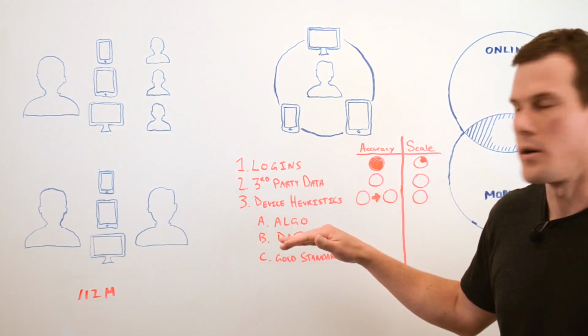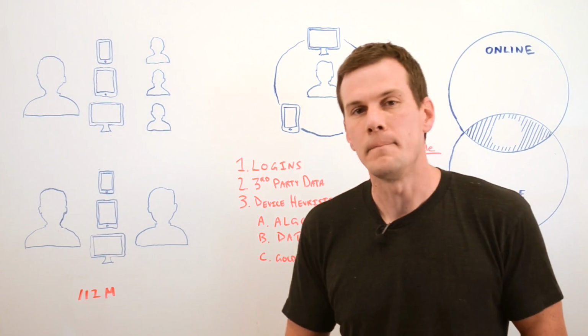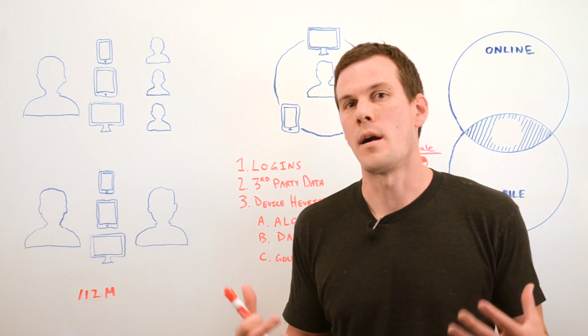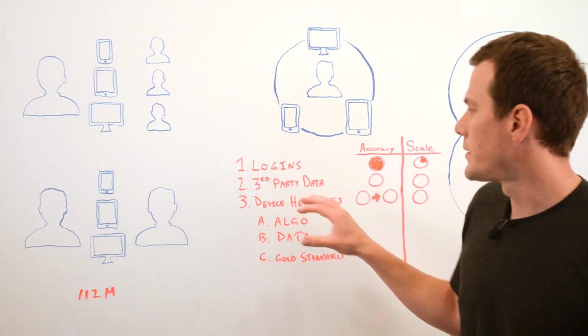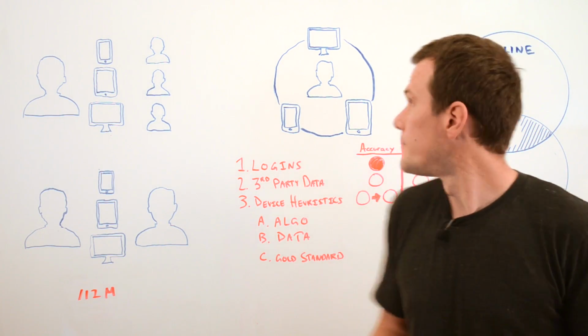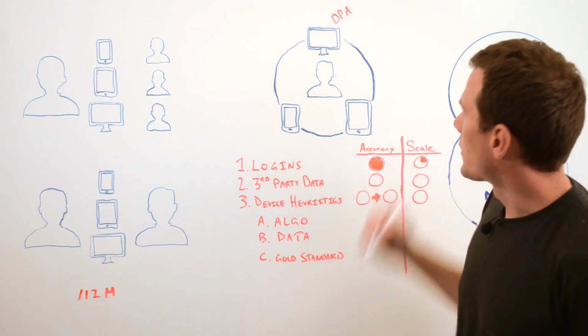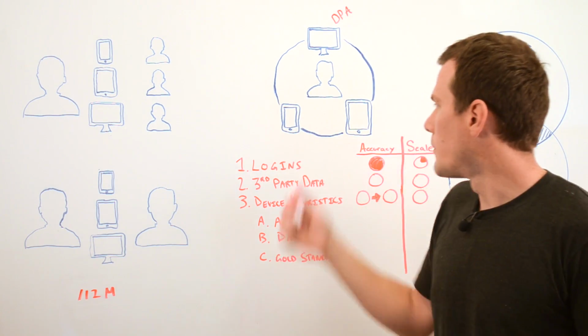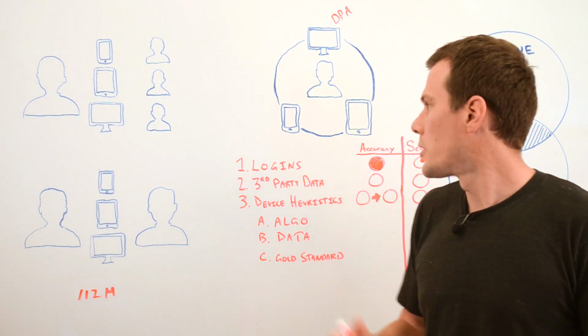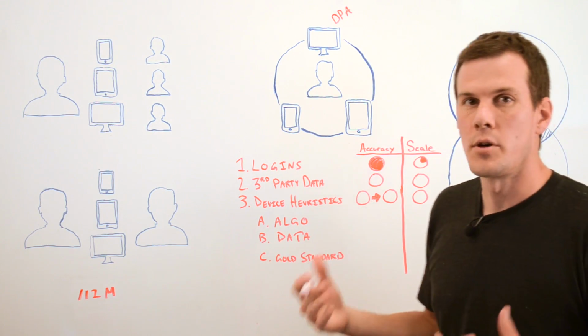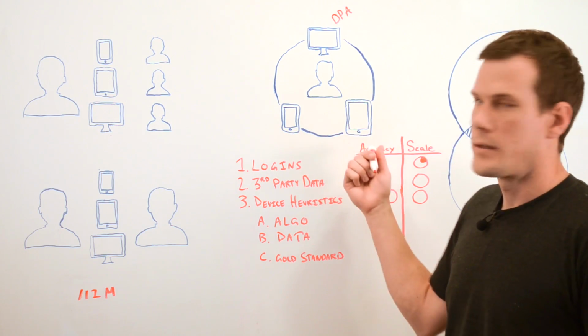The second approach you're going to see in the marketplace is third-party data. There's a whole ecosystem of third-party data providers out there that have anonymous IDs associated with devices. In the PC space, that's always associated with a cookie. The challenge in the mobile space is that for the most part there aren't cookies. So you need some other way to associate that third-party data onto the device.